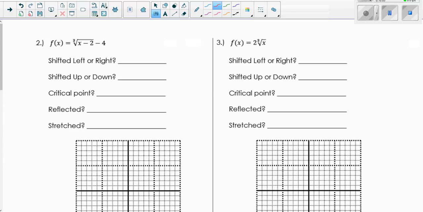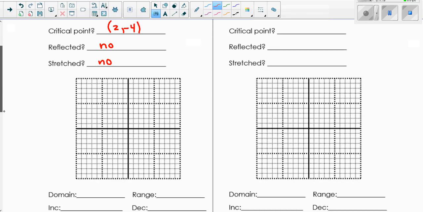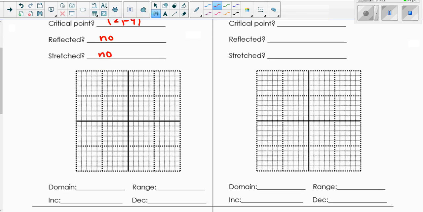Okay, assuming that you are now checking your answer, let's see. Has it been shifted left or right? The -2 means I move right 2. The -4 means I move down 4. Opposite of -2 is +2. And then -4. Has it been reflected? No, because my a value right here is 1. Has it been stretched? No, since my a value is 1. Okay, so if I graph the point 2, -4, I'm here.